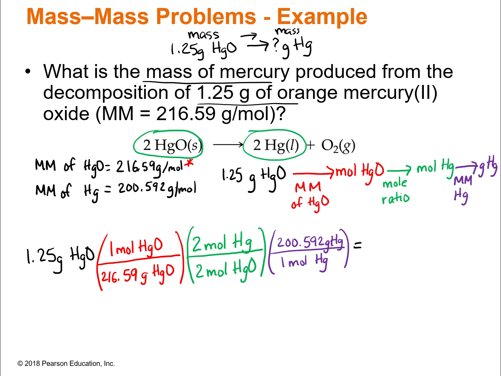Go through and do your unit analysis. The first step, we're trying to get to moles of mercury 2 oxide, and that's what we did. The second step, we're canceling out those moles using a mole ratio to get to moles of mercury, and that matches up. The final step, we're using the molar mass of mercury to get to grams. Try putting this into your calculator and tell me what you get for the mass of mercury.